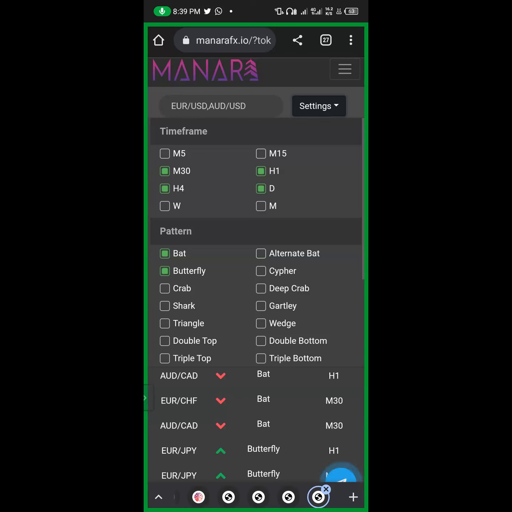Pattern, butterfly pattern was what I chose. Also, you should know this: these two patterns have the highest level of accuracy when it comes to patterns. Okay. Now the bat has about 85%, butterfly 83%, which is good. The rest have about 75, this and that. I don't want all of that.